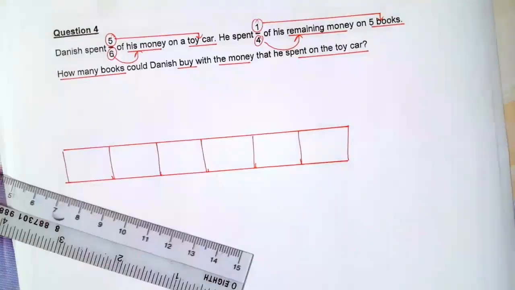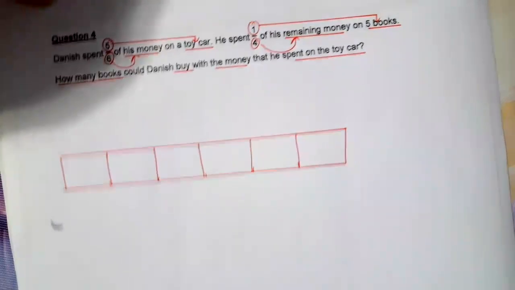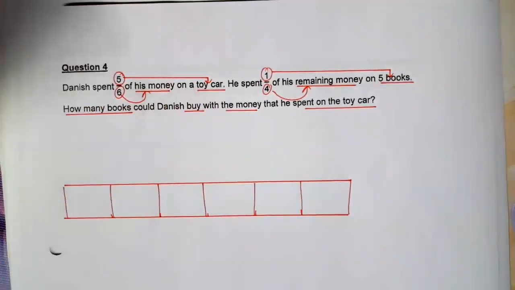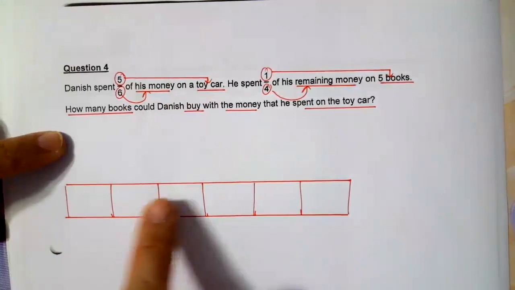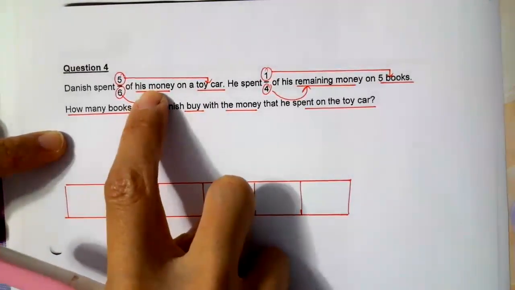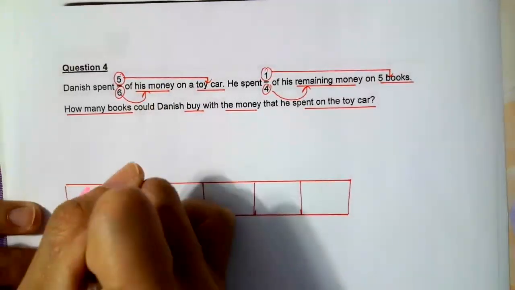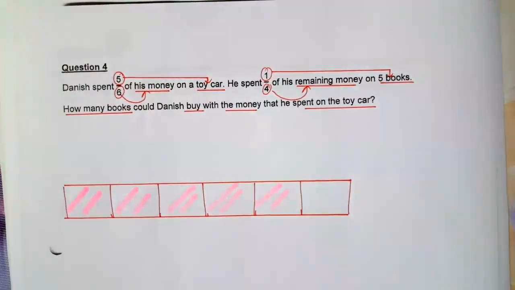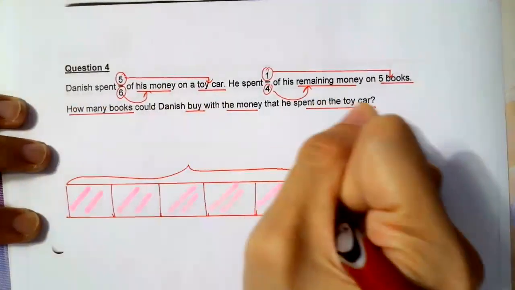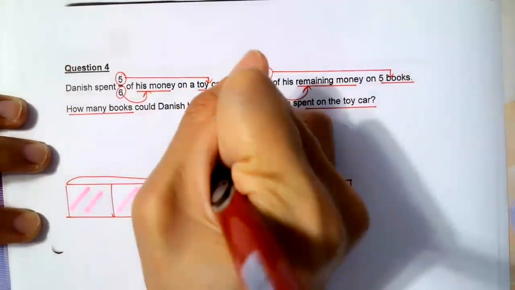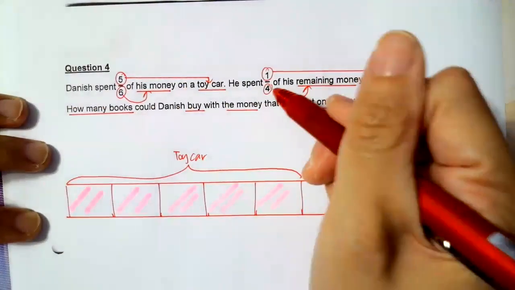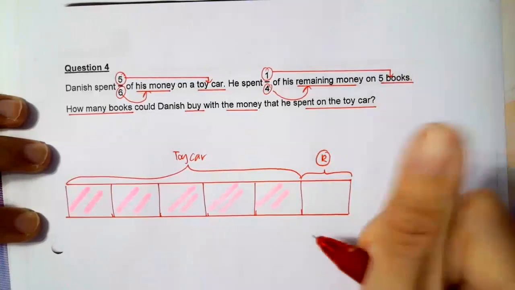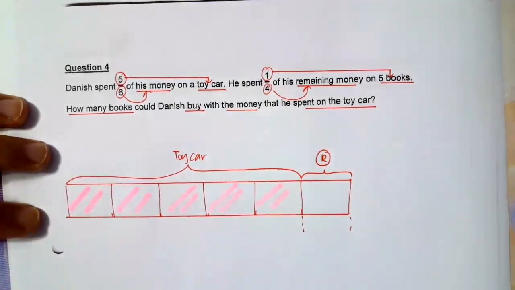Okay, this question is a little special from the rest of it. So let's look at this. Now, Danish spent 5/6 of his money on a toy car. So I draw this 6 units, 1, 2, 3, 4, 5, 6 to represent my total money for Danish. And I'm going to shade 5 because this 5 will represent the money that he spent on the toy car. Okay. Then he spent 1/4 of his remaining money on 5 books. So this will be my remainder. And of course, the remainder we always drop down. Okay.